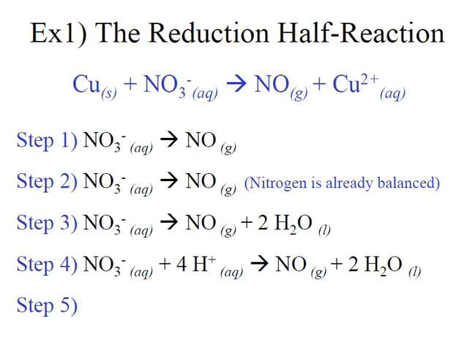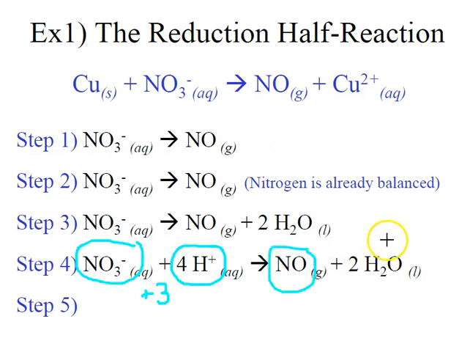Step 5 is to add electrons to balance our charge. So let's look at our charges. Here we have a charge of -1, and then here we have 4 positive ones. So -1 and 4 positive ones, that's a total of +3. On the right-hand side, we have 0 as our charge on nitrogen monoxide and 0 as our charge on water. So our only charge is +3 on the left-hand side.